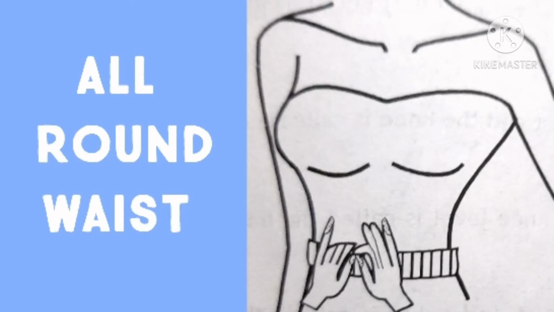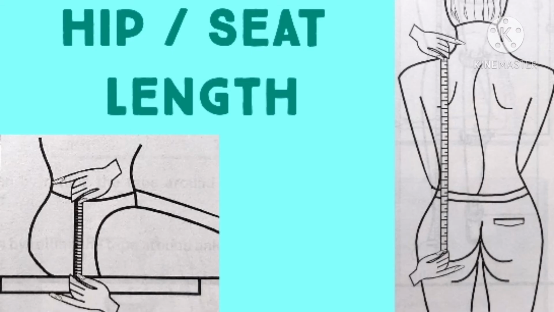Next is all round waist. All round waist means the measurement around the waist. You take the measurement where you have put the waist length, which is the most curved area of the body, and you will get the all round waist.